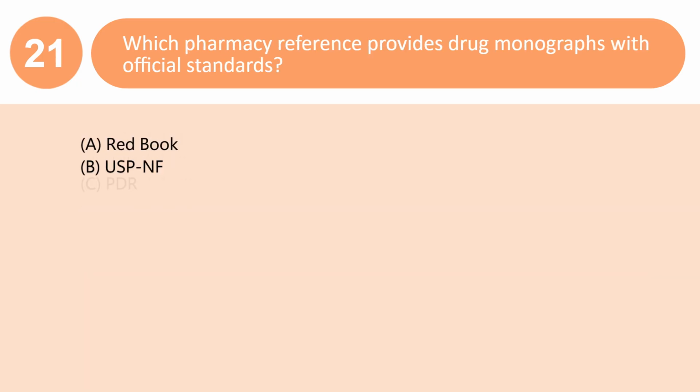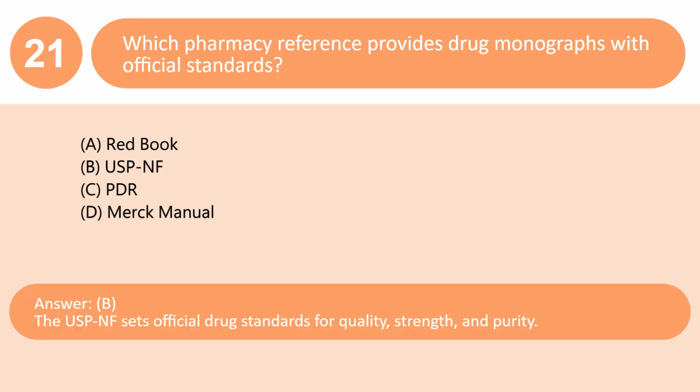Which pharmacy reference provides drug monographs with official standards? A. Red Book, B. USPNF, C. PDR, D. Merck Manual. Answer, B. The USPNF sets official drug standards for quality, strength, and purity.